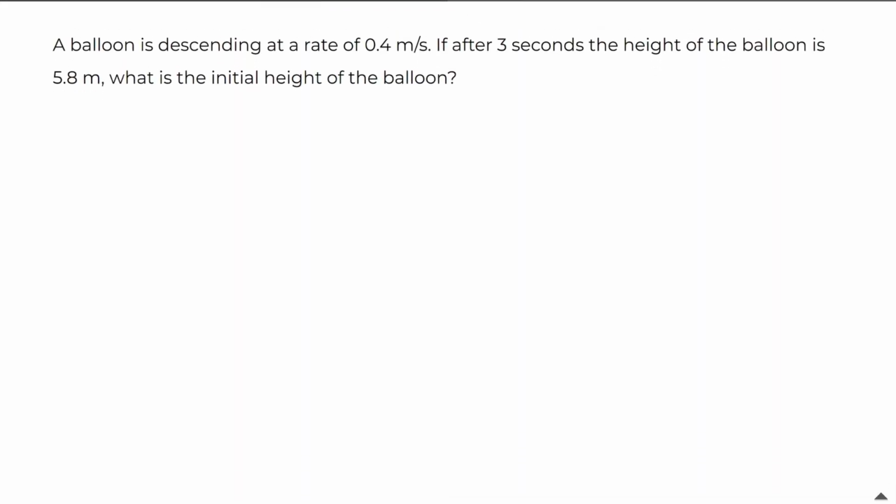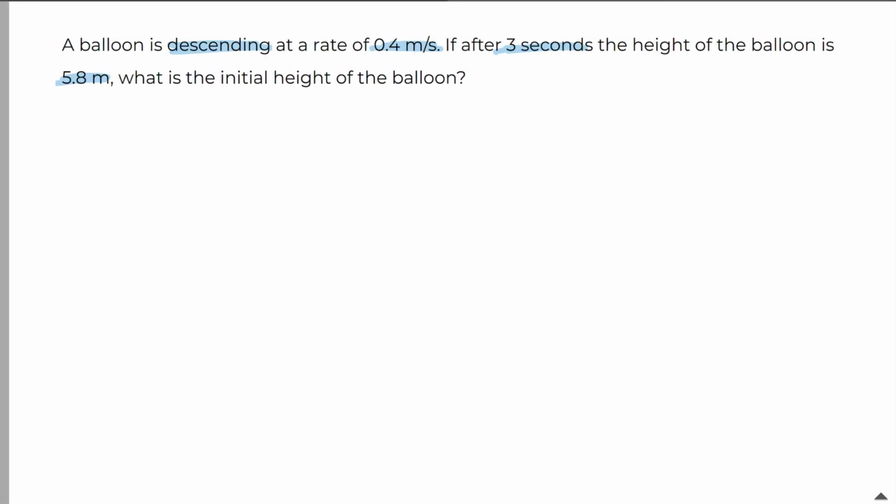All right, one last example. A balloon is descending at a rate of 0.4 meters per second. So it's really important that we know that it is descending and the rate is 0.4 meters per second. So if after 3 seconds the height of the balloon is 5.8 meters, what is the initial height of the balloon? So same type of question that I'm going to ask myself.